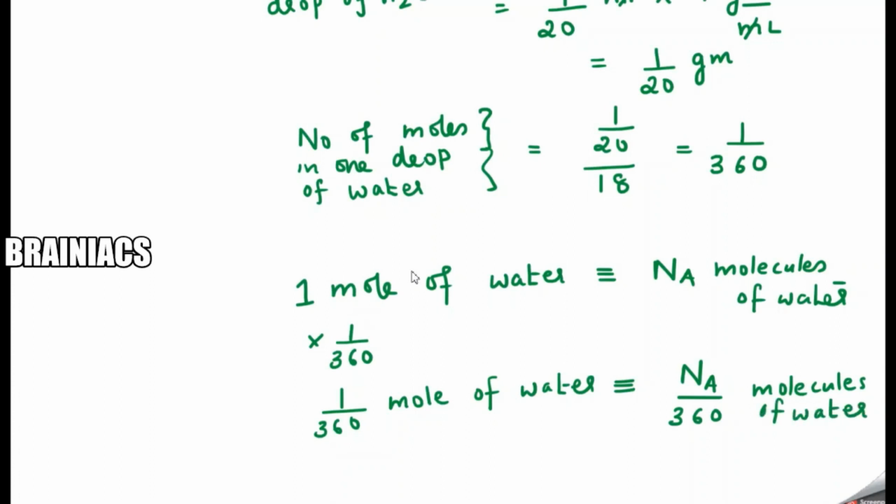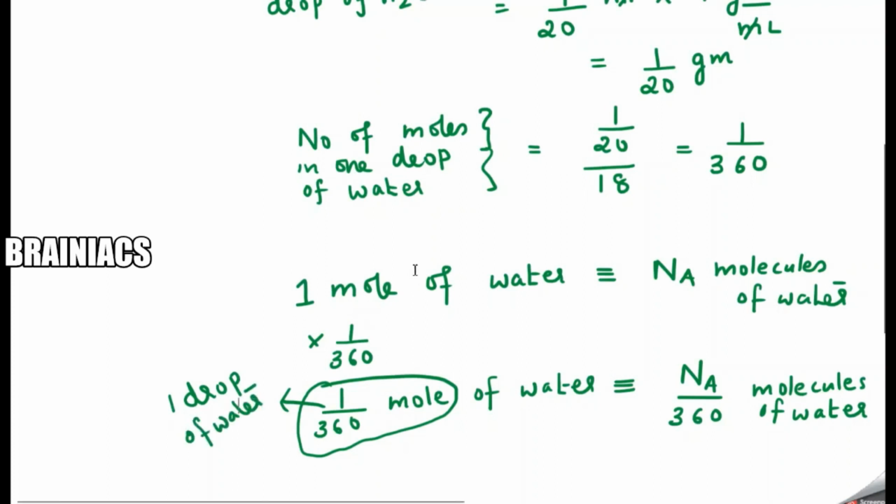Correct. So right now we have 1 by 360 mole. How many molecules does it have? Na by 360. And this 1 by 360 mole of water is equivalent to how much? We have learned this as 1 drop of water. Correct. This is equal to 1 drop of water. Now we got the answer as Na by 360.